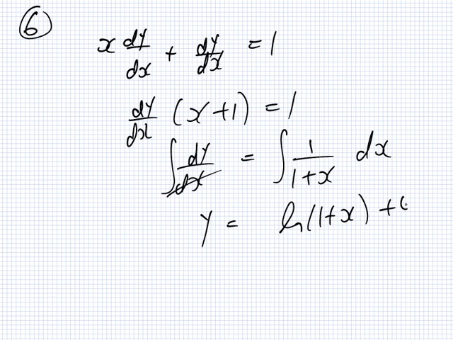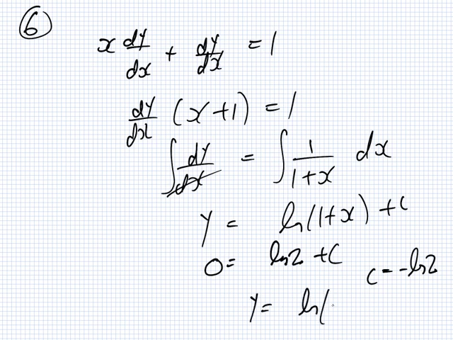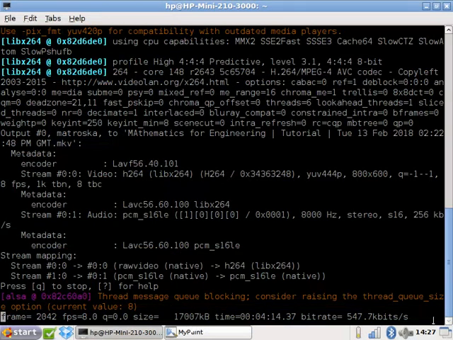Is that what I said? No, when x is 1, this is 0. So this should be 0 equals log 2 plus c. So c equals minus log 2. This is the mistake, is it? So I get y equals log((1 plus x) over 2). Whereas I probably don't have the over 2. Yeah. No, I don't. Groovy. So I'll just remember to fix that now.